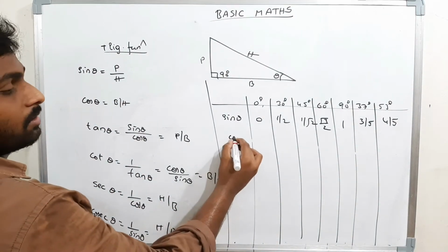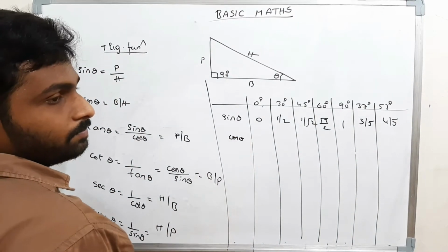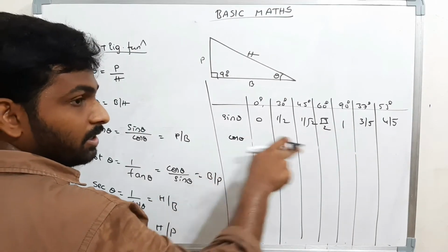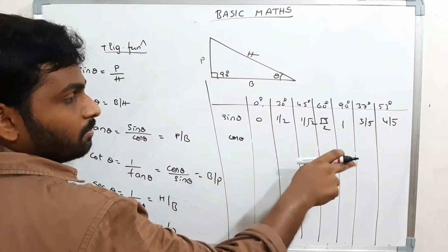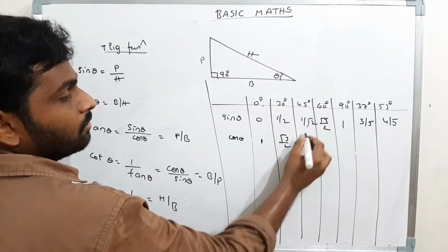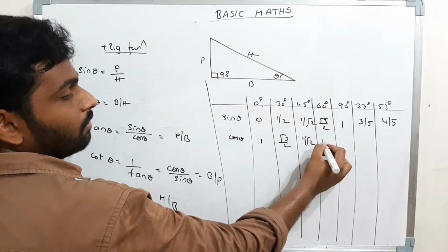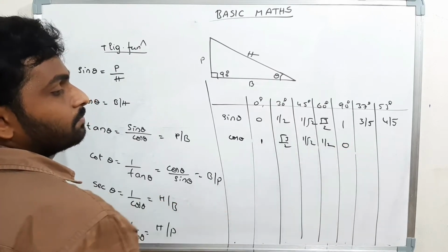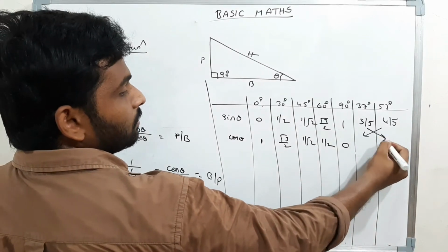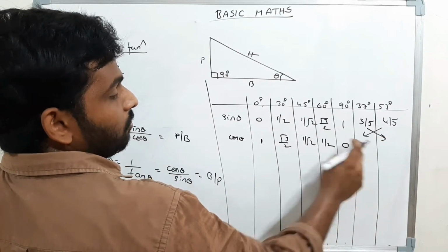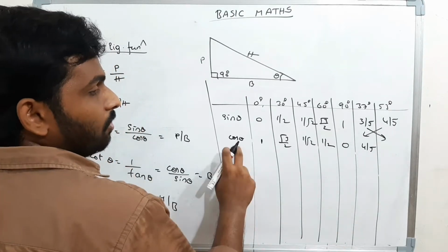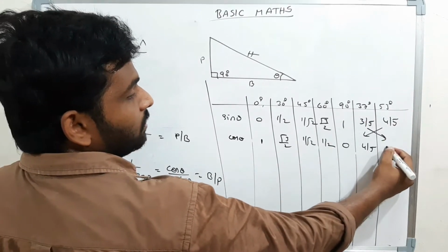Now cos theta. If sin is an increasing function, then cos theta will be a decreasing function. The values decrease from 1 to 0. 1, next root 3 by 2, then 1 by root 2, then 1 by 2, then 0. Now same here, reverse. Cos 37 means sin 53, that is 4 by 5. Cos 53 means sin 37, that is 3 by 5.